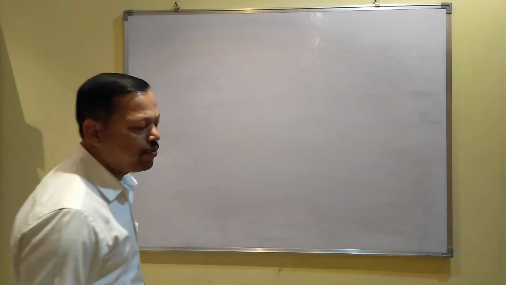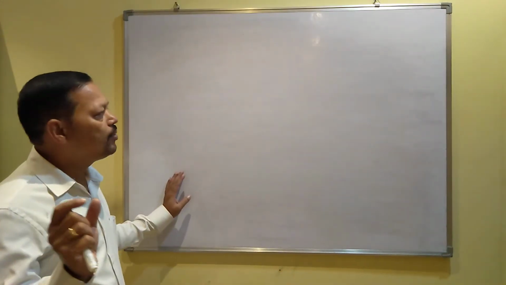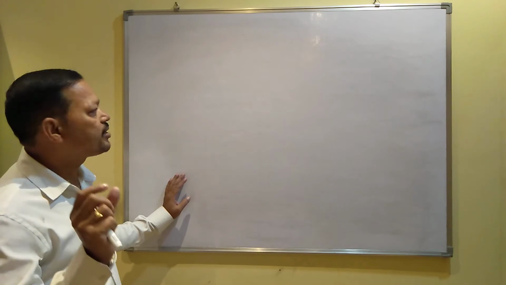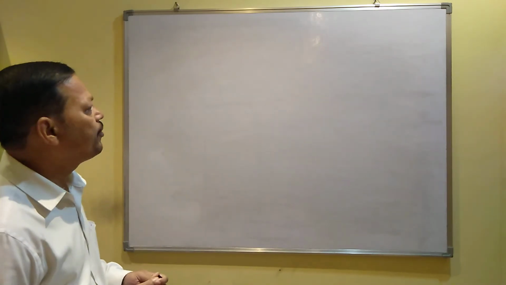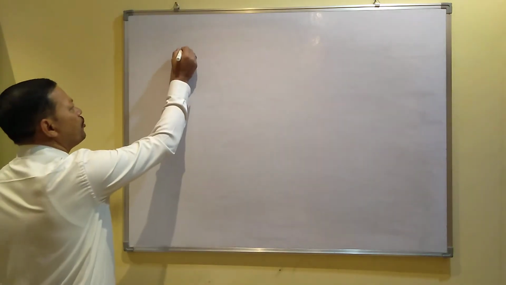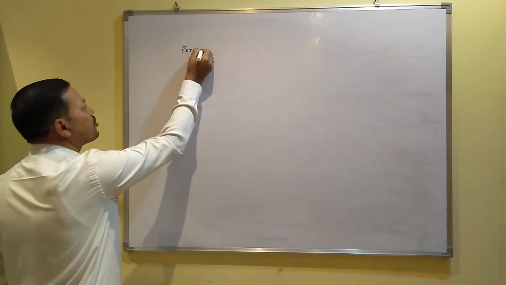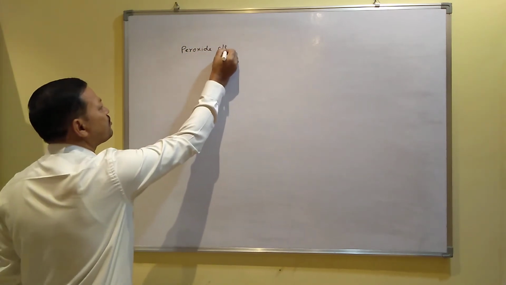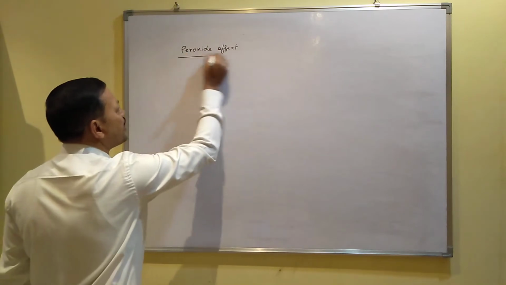Okay, now we have already done the Markovnikov addition, the Markovnikov rule. The Markovnikov rule is applicable only in the addition reaction to an unsymmetrical alkene. But in the Markovnikov rule, there is one effect which is called the peroxide effect.